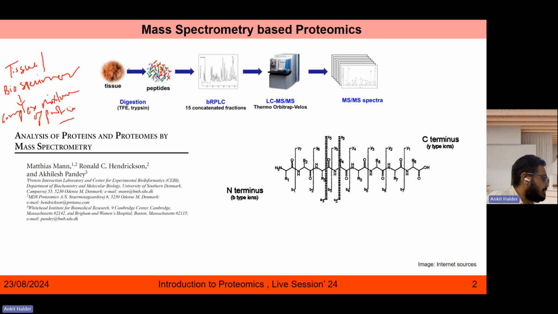So the first thing that is done, in a general procedure, which we will again see, is that there are two kinds of approaches. The one which is widely used and the most robust one is bottom-up proteomics, right? So in bottom-up proteomics, from the tissue we are extracting the proteins. First of all, proteins are being extracted out. So you need to extract the proteins.